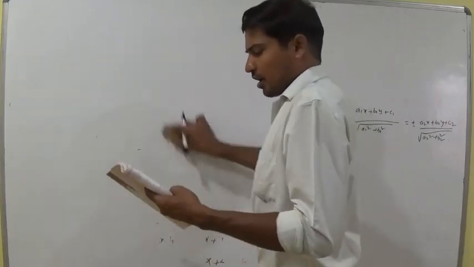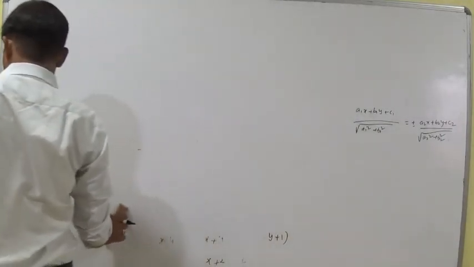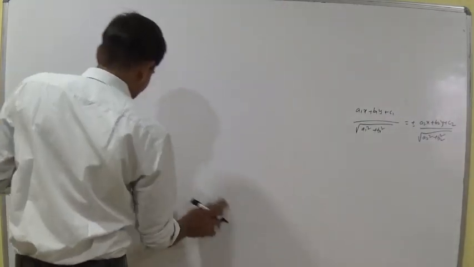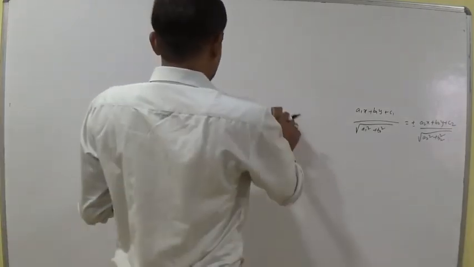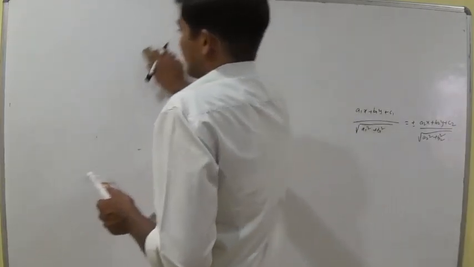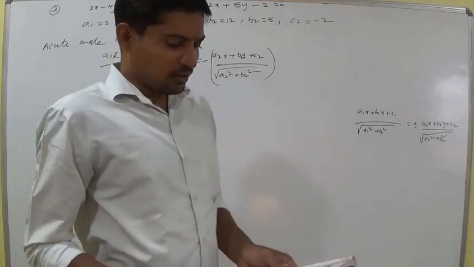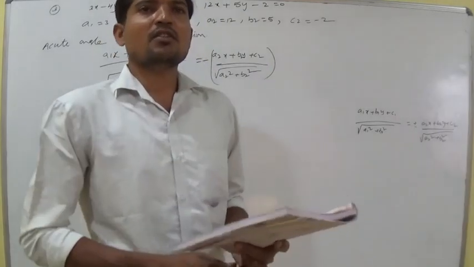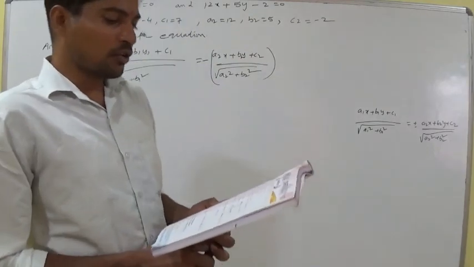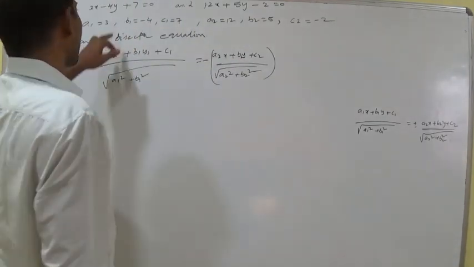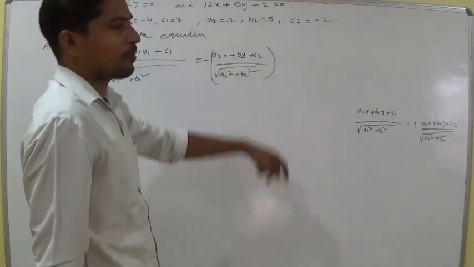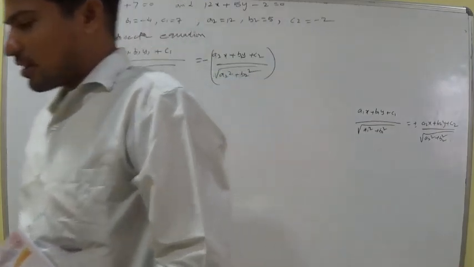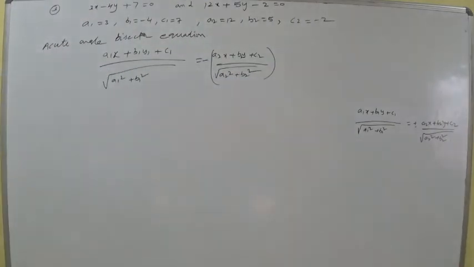So the next one is the third one: the equation of the bisector of the acute angle between lines 3x minus 4y plus 7 equal to 0 and 12x plus 5y minus 2 equal to 0. For the acute angle bisector equation, we have to take the minus sign, the negative sign.